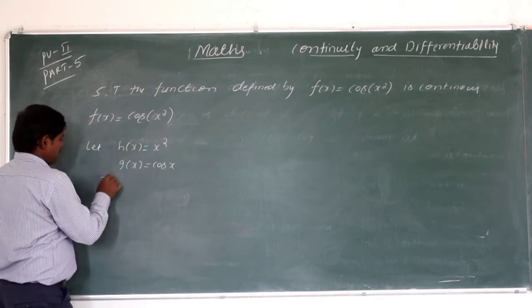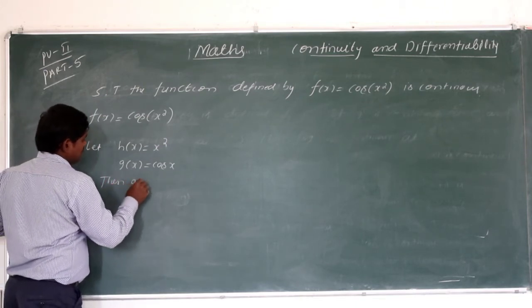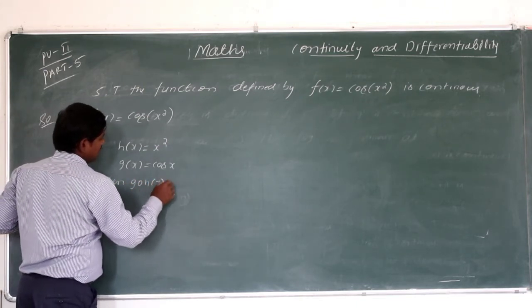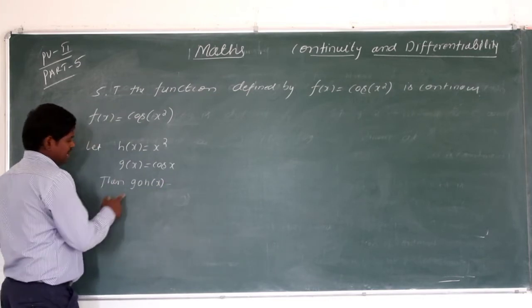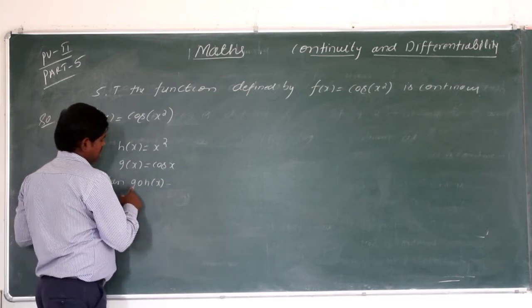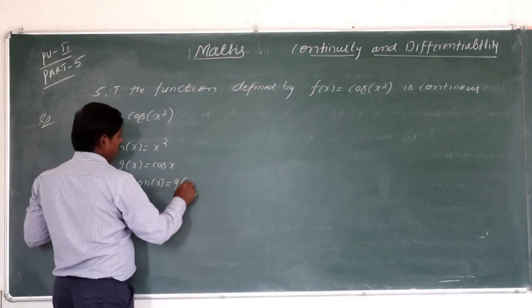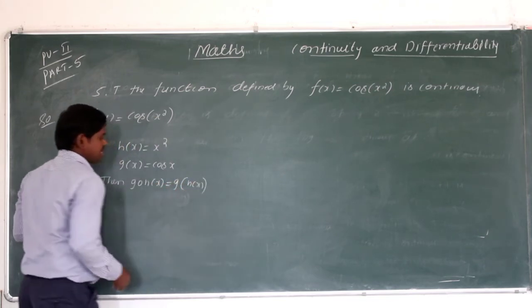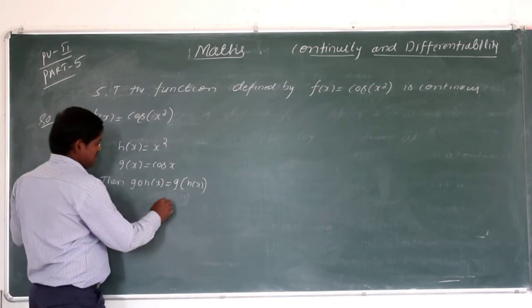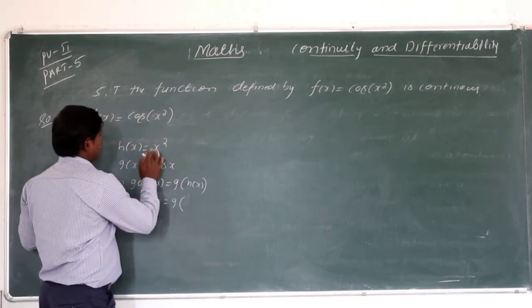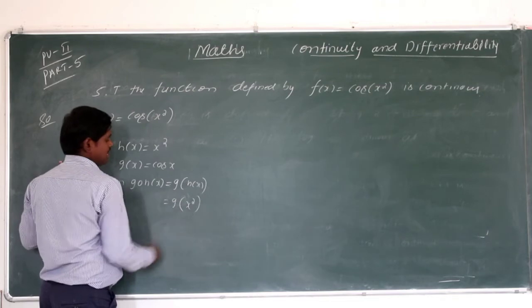Then is g circle h of x defined or not? The definition of g circle h of x is g of h of x, which is equal to g of x square.